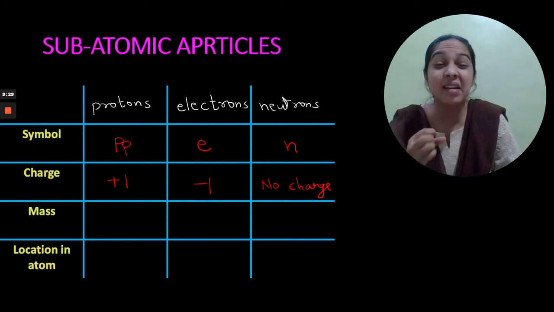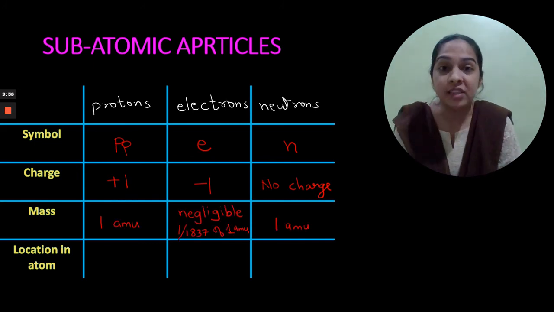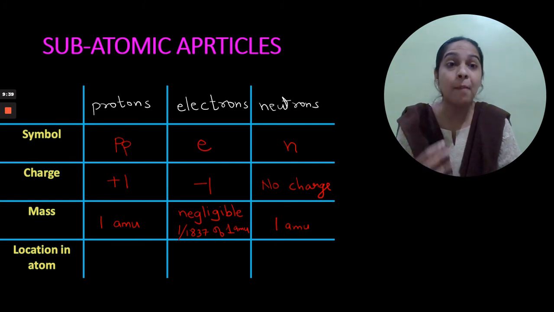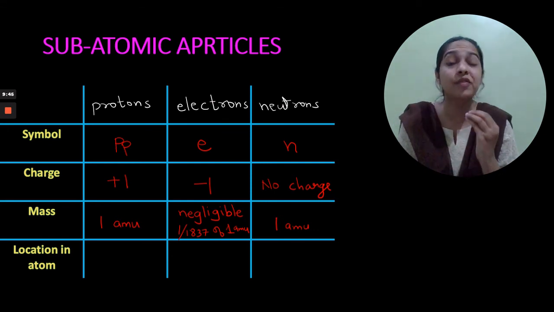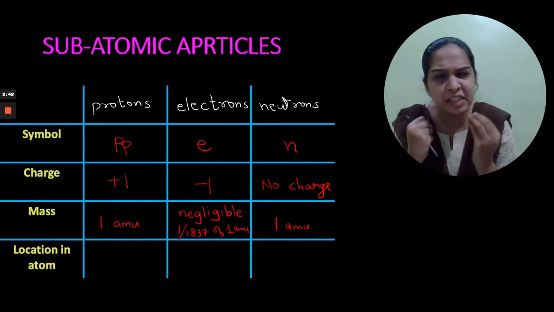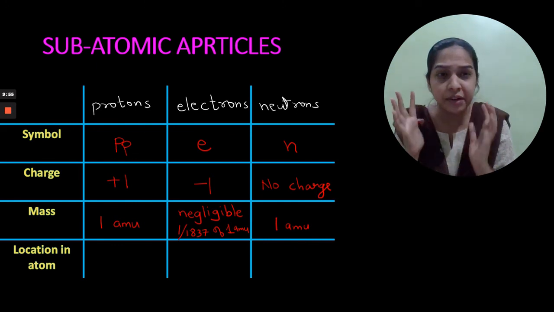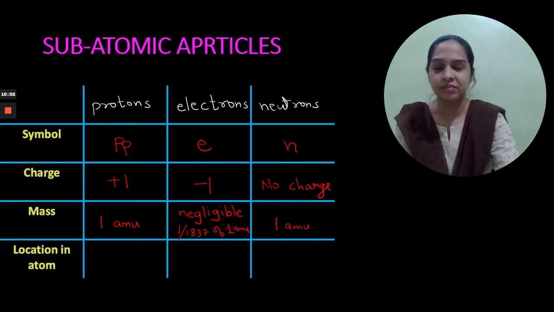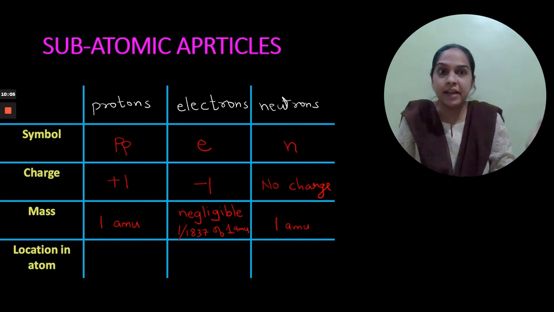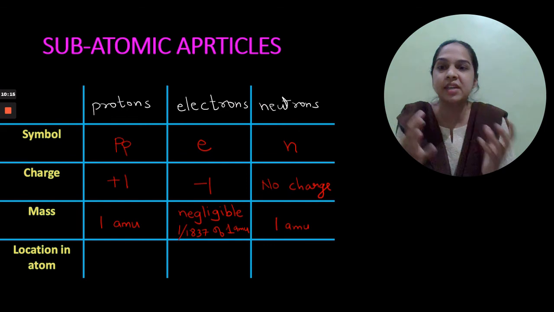And what about your neutrons? These are electrically neutral particles. They do not carry any charge. Your protons and neutrons are considered to have a mass of 1 atomic mass unit, that is 1 AMU. And the mass of your electrons is very small as compared to the masses of your protons and neutrons. It is actually about 1800 times smaller than the mass of your protons and neutrons. So we almost say that electrons have negligible mass, because it is 1837 times smaller than the mass of protons and neutrons.